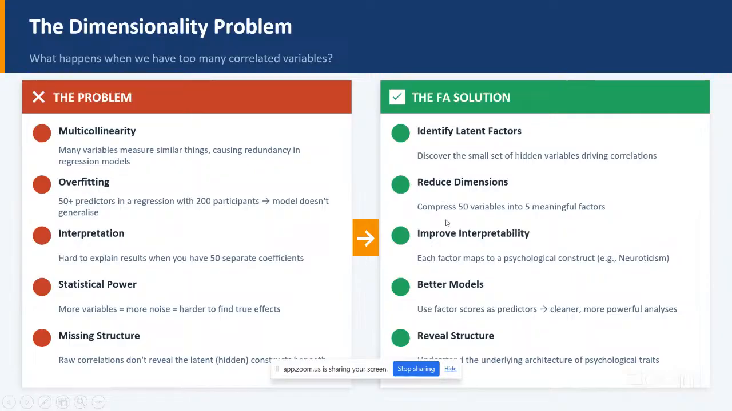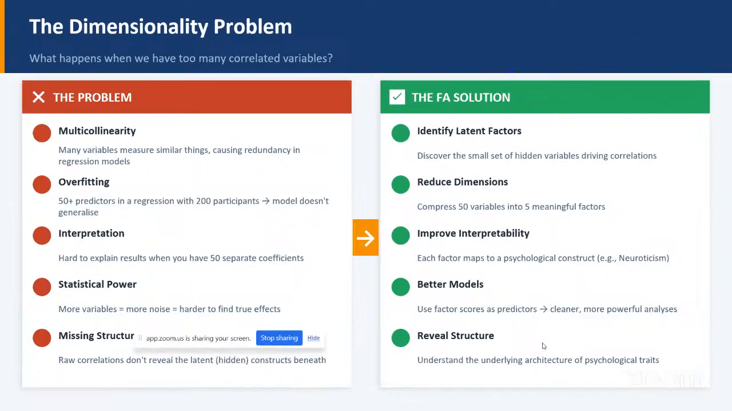Reduce the dimensions, that overfitting can be there as a problem. For factor analysis, the solution is a reduction of dimension, that is 50 variables into 5 meaningful factors. Improve interpretability, that we can't deal with 50 separate coefficients, right? So we'll be dealing with 5 exact coefficients which will be representing the latent factors. Better models that use factor scores as predictors, that is cleaner, more powerful analysis. Reveal structure, that it can help you to reveal the exact structure and the psychological traits.